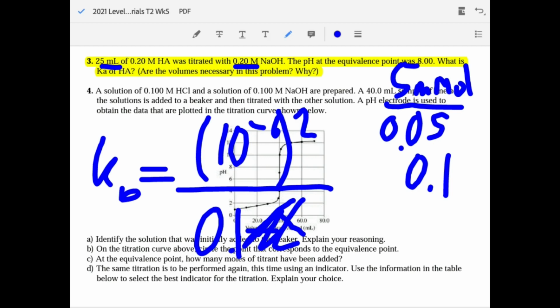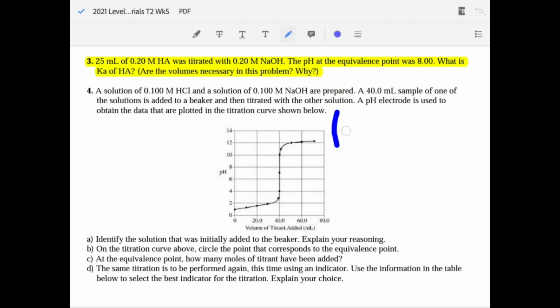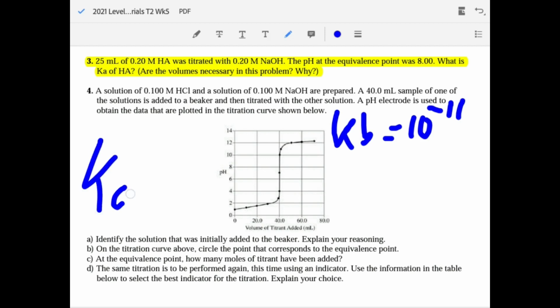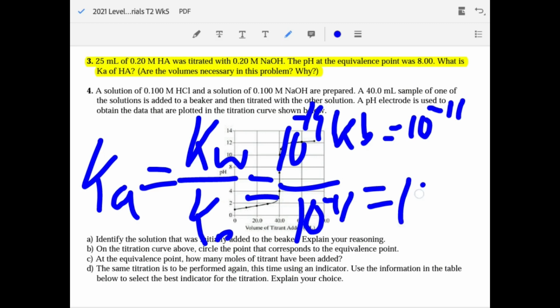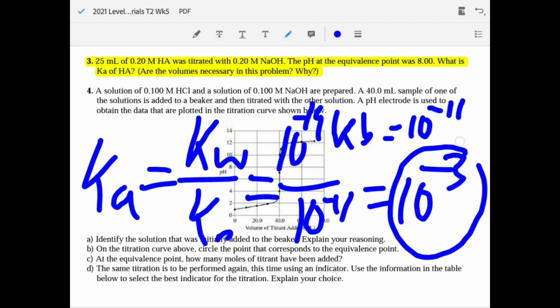So 10 power minus 12 over 0.1, this is Kb, 10 power minus 11, and now Ka is Kw over Kb, which is 10 power minus 14 over 10 power minus 11, which is 10 power minus 3, and that is Ka, and that's number 3.